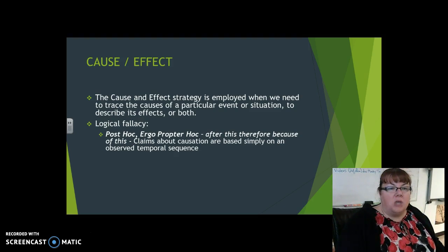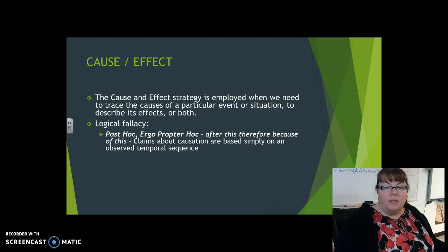The next one we have is cause and effect. This you've seen a lot this year, in social studies, or in AP US History, where you have that idea of the causes and the effects happening.